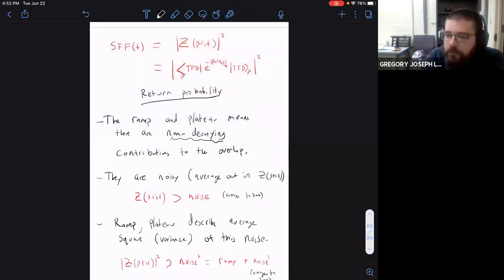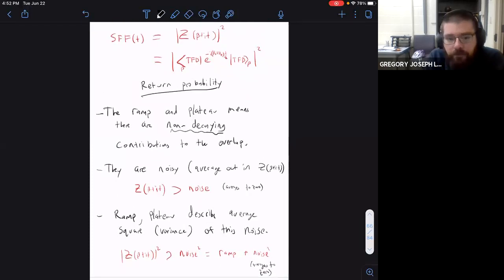So finally, let's get back to the actual spectral form factor, just taking the modulus of z of beta plus it squared. So this is the probability. It's the probability of the thermofield double state to be time evolved and then return to the initial state.